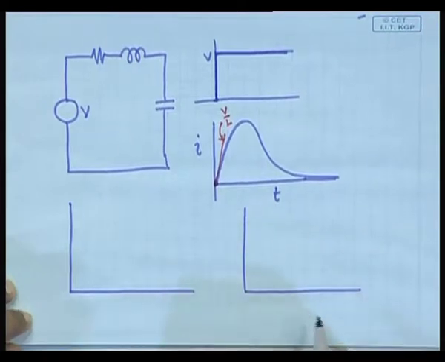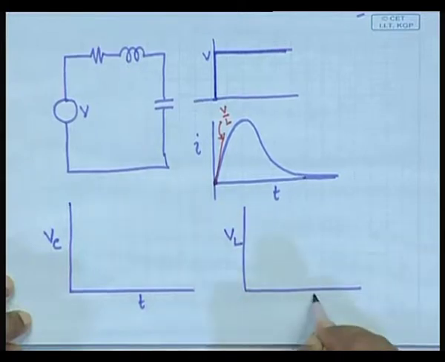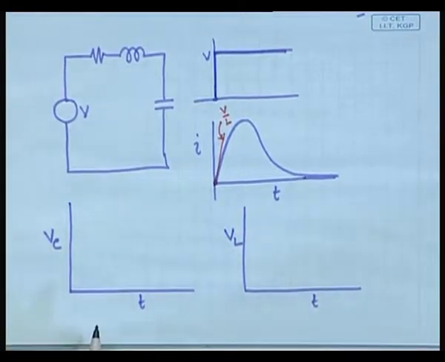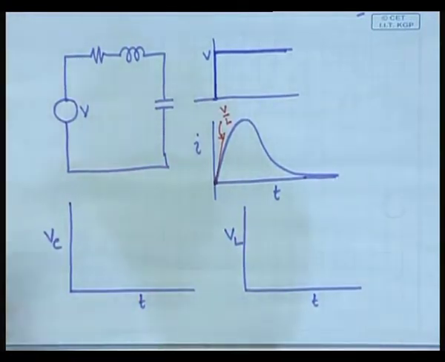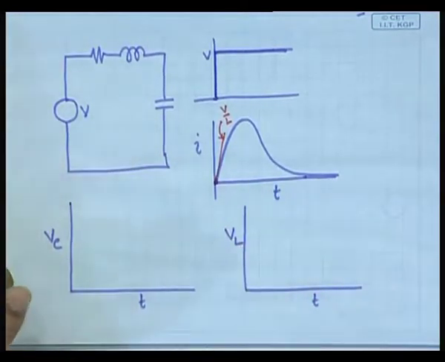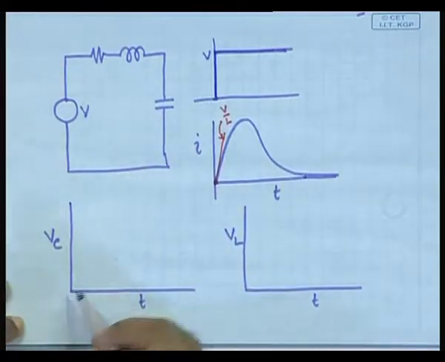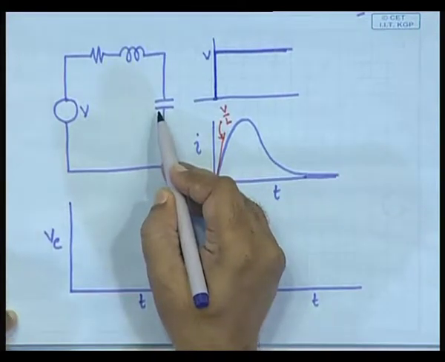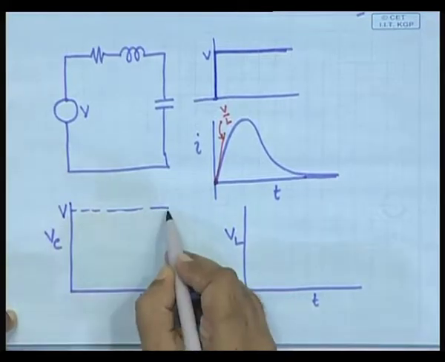So, we are trying to work out VC against T and VL against T. Notice, when you try to work it out, first talk about the extreme conditions. What will be the value when T is equal to 0 and what will be the value when T is equal to infinity? First work this out. So, what is the value for VC when T is equal to 0? Obviously 0, because it is not starting with anything. So, it starts from here. Where does it end? V. Good. So, you will have the value V here and then it should reach like this.